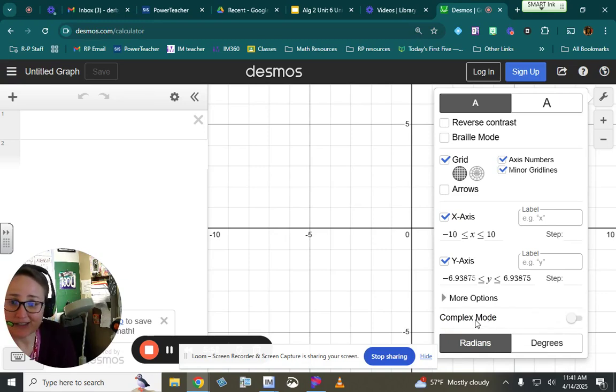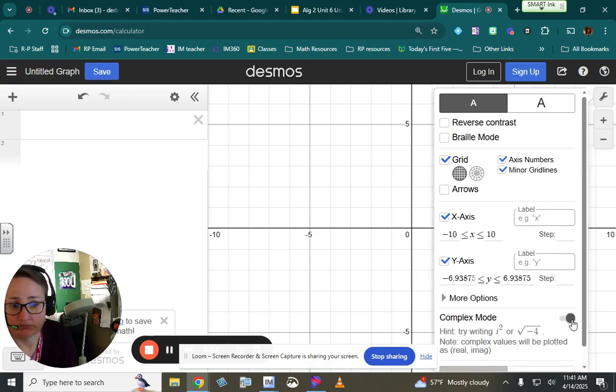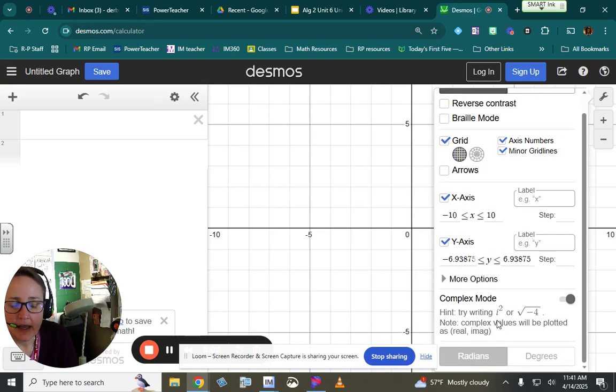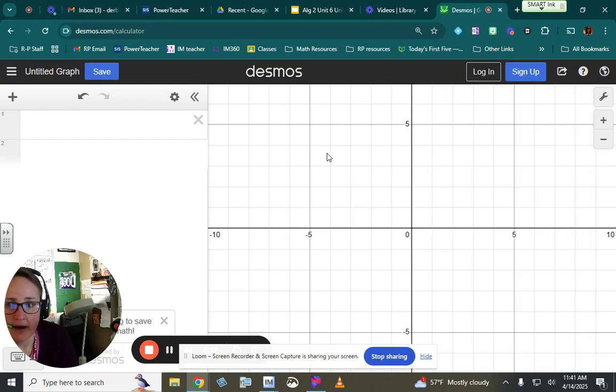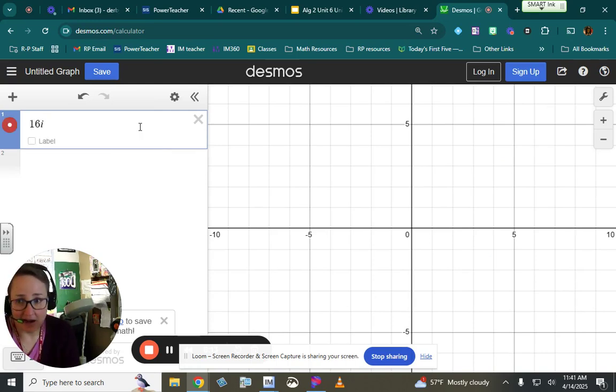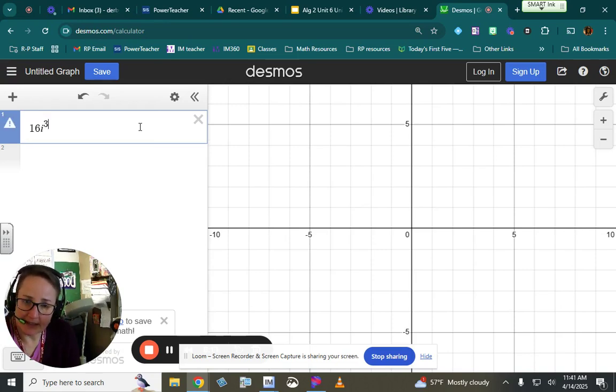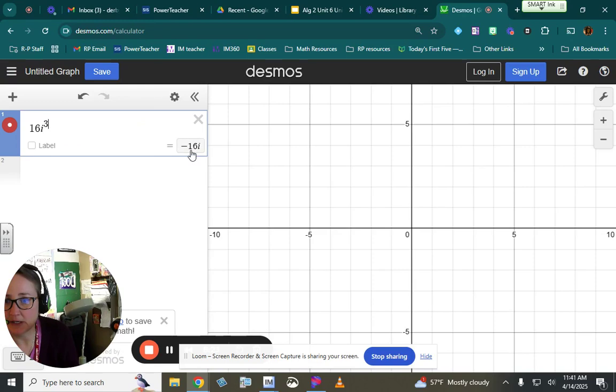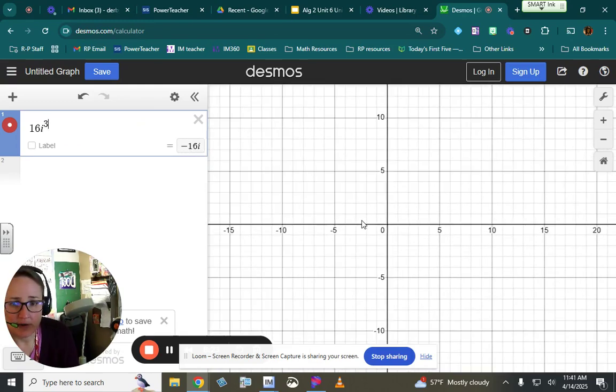If these are complex numbers, let's use complex mode. Right? Click that on, and now if we start doing these things, check out that it's going to start using real and imaginary. So now if I do 16i raised up to the third power in Desmos, it tells me the answer right here, negative 16i. So this is a great calculator.